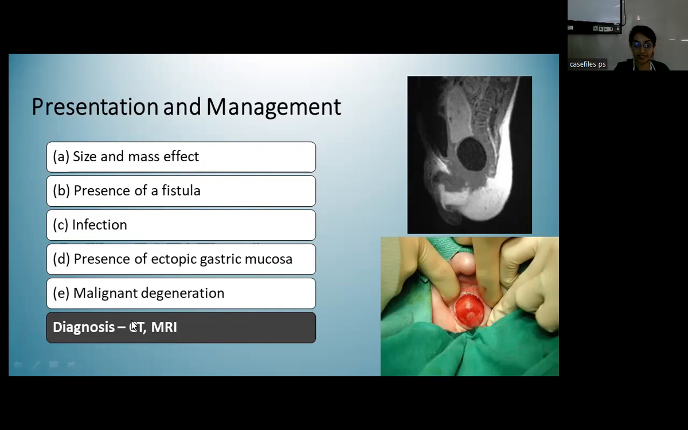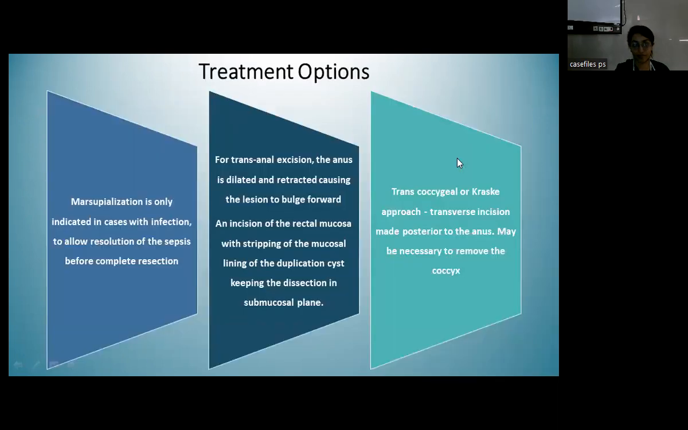Diagnosis can be done by CT or MRI. This is a rectal duplication cyst, which can be seen per rectally, and this is the CT image of the same. Treatment options: marsupialization as a treatment option only in cases in which infection has occurred, to allow for the resolution of sepsis before the complete resection of the duplication cyst.